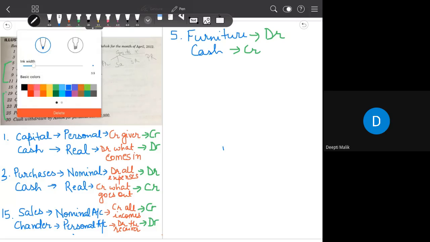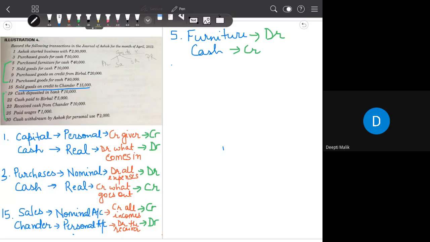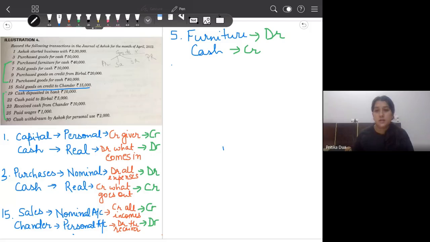Cash account debit to sales account, 10,000. Okay, thank you. So there are two accounts. You have made some sales and for that you are receiving cash. So cash is a real account. Cash is coming in the business. So cash will be debited.